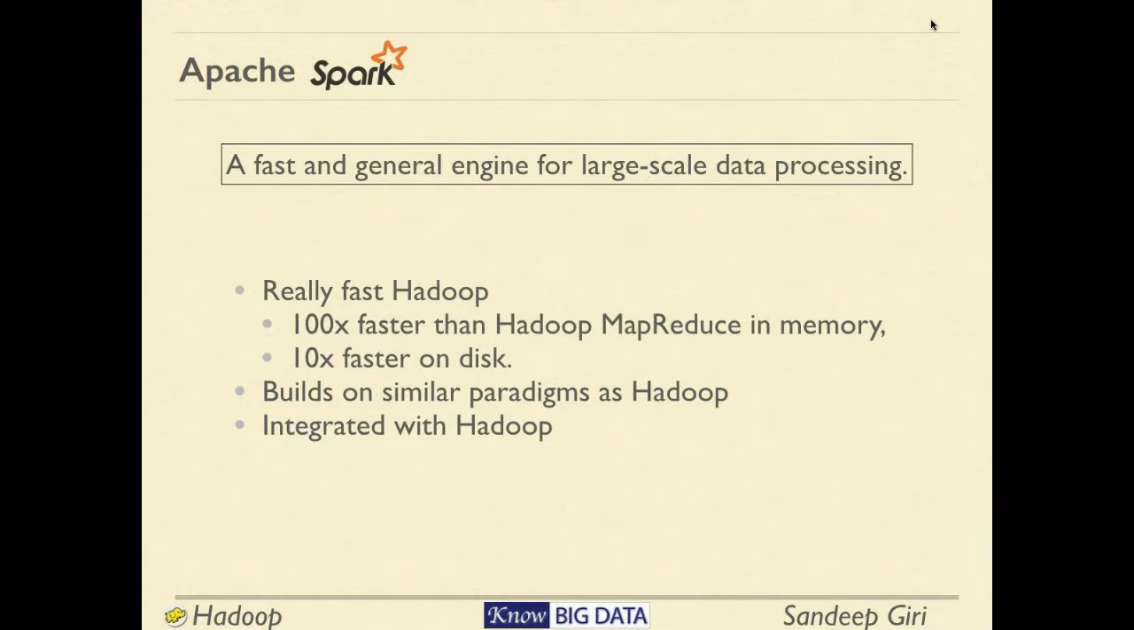When most of the MapReduce is in memory, it's close to 100 times faster than Hadoop, and 10 times faster when it's doing it on disk. So 10 times faster is a really, really good number. You can in general say that Apache Spark is really fast, and it also builds on a similar paradigm as Hadoop, and it is very well integrated with Hadoop.